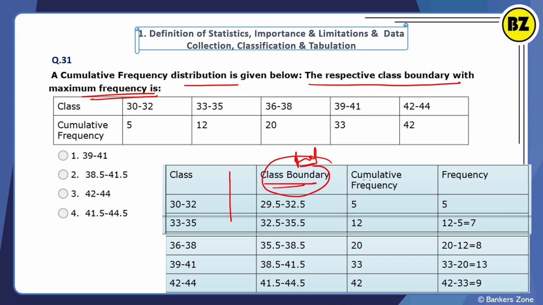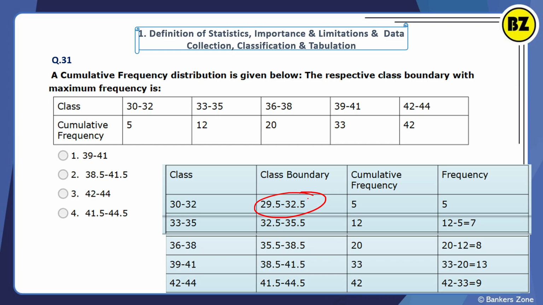Okay. And the cumulative frequency they have given, and the respective frequency we have to find. Now, how to find the class and the class boundary from the class? Remember, see here, first class only I will tell you. For this class we have to find the class boundary. So, for upper class boundary we always take the highest value.